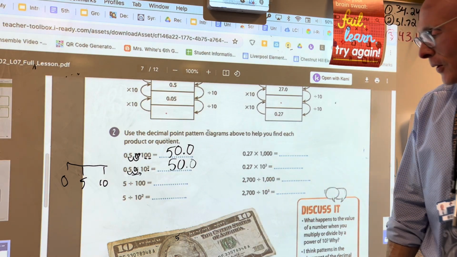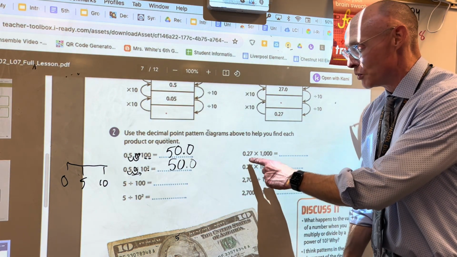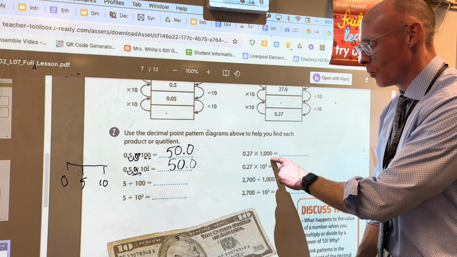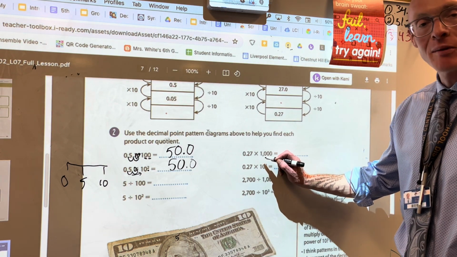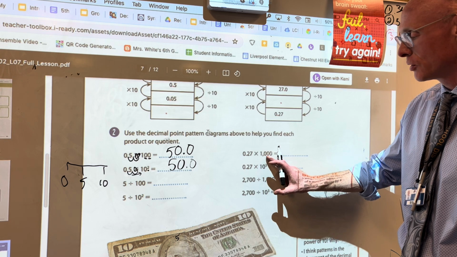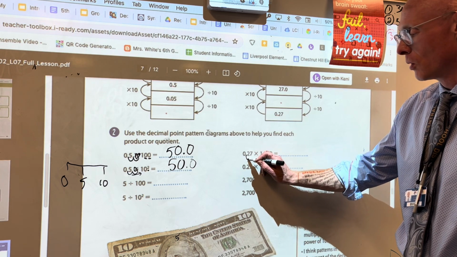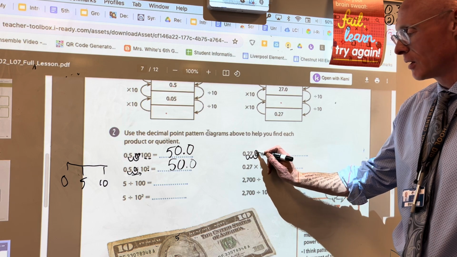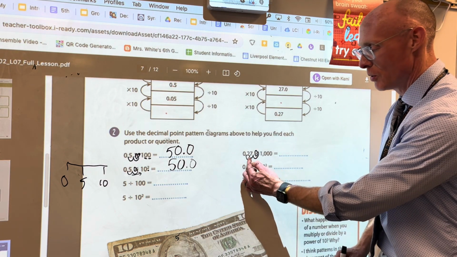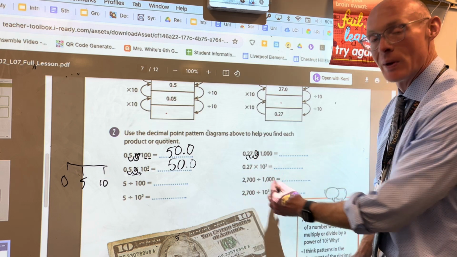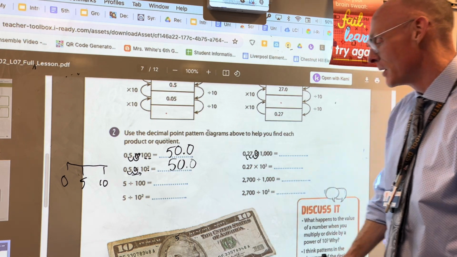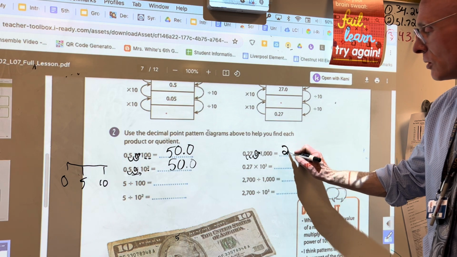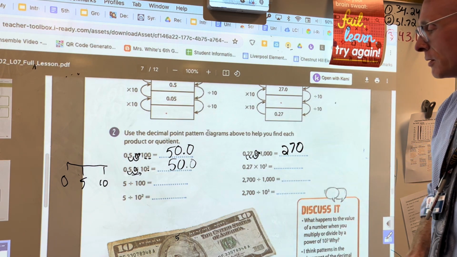Let's look at this one. Okay. 27 hundredths times 1,000. How many times are we going to move the decimal? 1, 2, 3. And we put a 0 in that empty gap. See, the 2 goes in that gap, the 7 in that gap, and we got nothing there, so we got to put a 0. And what's my answer going to be when my decimal goes? It's going to be 2, 7, 0.